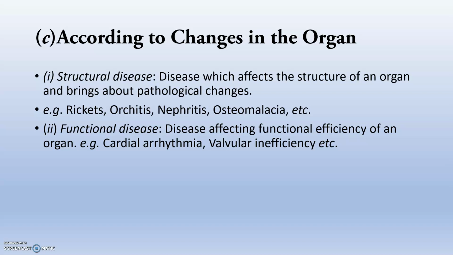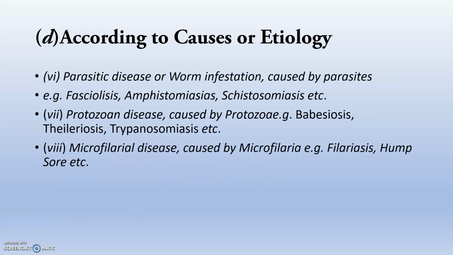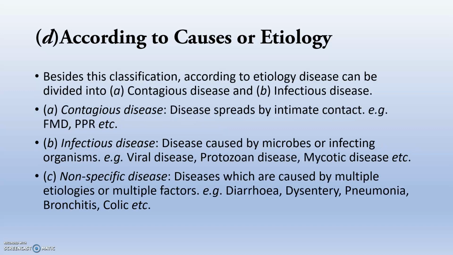Next is the functional disease, which affects the functional role of an organ, for example cardiac arrhythmia, valvular inefficiency, etc. Next is the causes or etiology. So bacterial, viral, rickettsial, chlamydial, fungal, etc., based on the etiological agent. Based on causes or etiology, we can also classify them as parasitic disease, protozoan disease like Babesia, Theileria, Trypanosomosis, Leishmaniasis, etc. Next is the microfilarial disease, that is microfilarial humps and sores, etc.